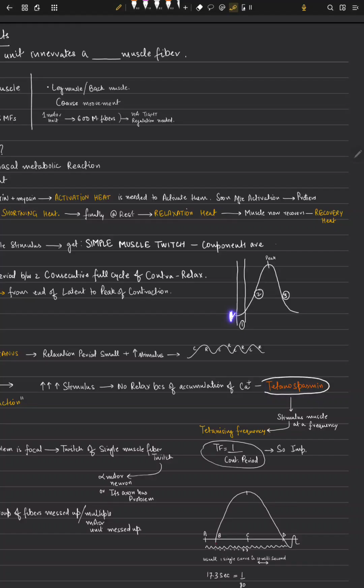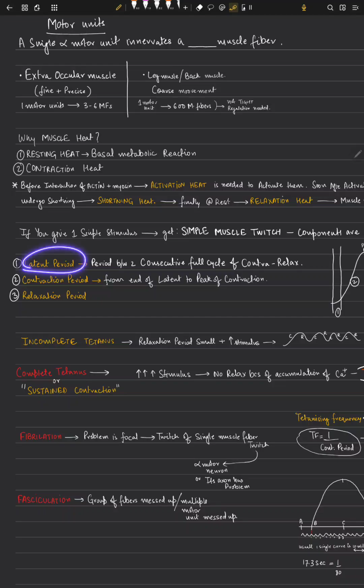We give stimulus here, the contraction starts here, right? So this period between the stimulus and the contraction is called latent, and this period from contraction to the peak of contraction is called contraction period. From the peak of contraction to relaxation is called relaxation period. Latent, contraction period, from end of the latent to peak of contraction, relaxation is relaxation.